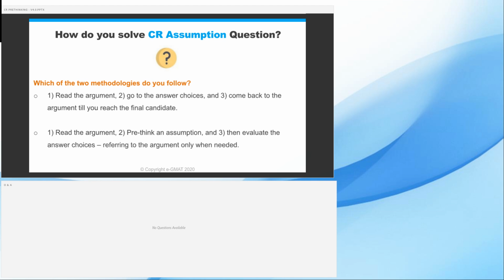Okay. Now, I want to understand from this group, which of the two methodologies do you follow today? There are two ways in which people answer questions. One is they read the argument, they look at the answer choices, and do that back and forth till they reach that final candidate. The second is the pre-thinking approach, where they read the argument, they pre-think an answer, and then evaluate the answer choices. In this case, they come back to the argument sparingly, only if needed. So which methodology do you follow? One or two? Where are you today?